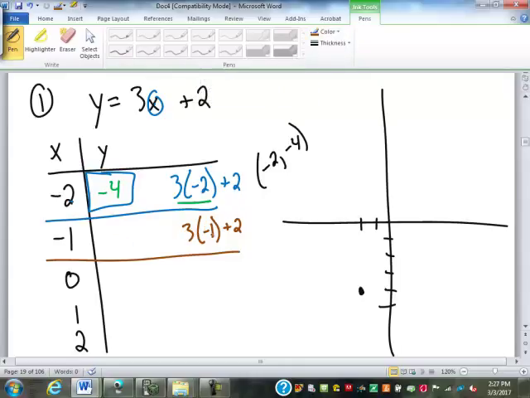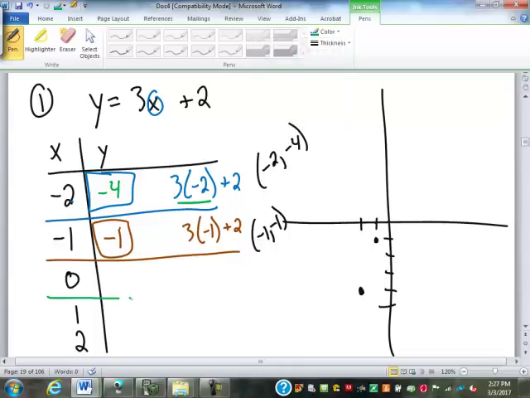So if x is negative 1, y is going to be 3 times negative 1 plus 2. Careful. Negative 1, there you go. So that gives us that ordered pair. When x is negative 1, y is also negative 1. So x is -1, y is -1 is right there.